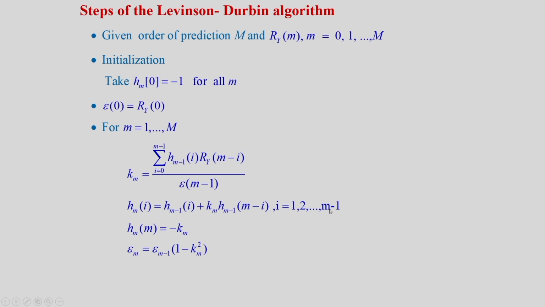Because here we have determined up to m minus 1 by this relationship, and since we have determined Km, Hm of m will be equal to minus Km. So, for mth order, all the parameters are determined. Then we update the mean square prediction error, that is epsilon m equal to epsilon m minus 1 into 1 minus Km square. In this way, we iterate up to M and we get the prediction coefficients.